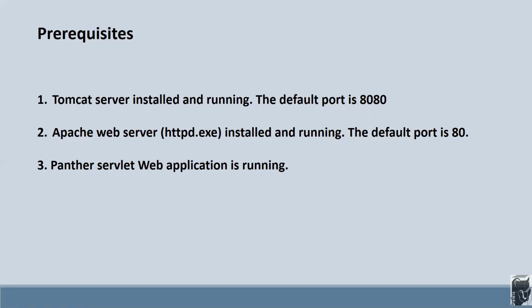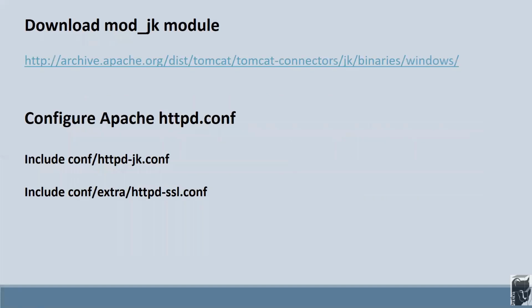So first of all, you need to download the mod_jk module. This module, you can get it from the Apache website based on your Apache version like 2.2 or 2.4, and download it and paste it to the modules directory of your Apache web server where you have installed it.